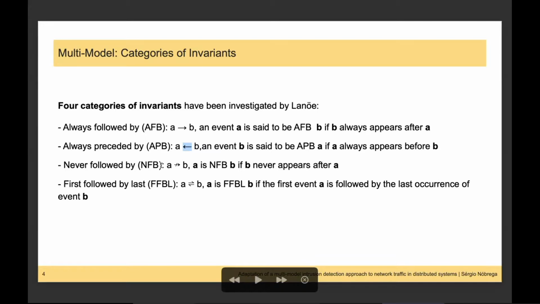The next one is never followed by, and it's very simple. So A is never followed by B. Anytime there is A, the event B never occurs in the system anymore.